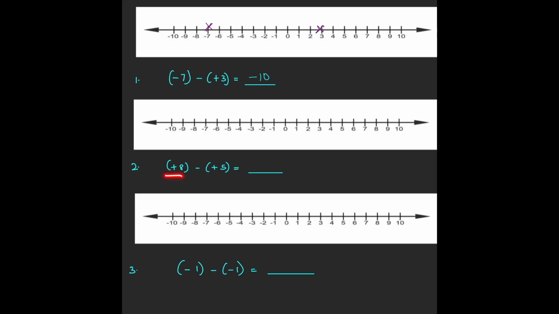Next one, plotting of points. Positive 8, positive 5. Where is it? Okay, it's here. Positive 8 and positive 5. From 5 we start jumping.